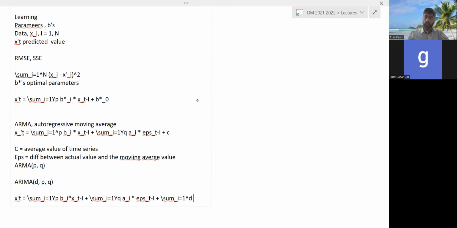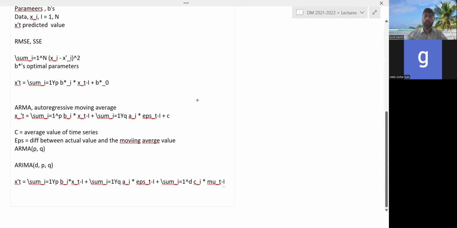And then let's say we have some other parameter c_i times the difference of the current value with the predicted value. So I can call this something else, let's say mu_{t-i}. So of course you can take the difference for usually a few steps. d is generally small, 1 or 2 maximum. We don't do more than that with it. We take it to first order, second order maximum. So this would be the ARIMA model. And again, this is coupled and you have to solve it using an iterative approach.